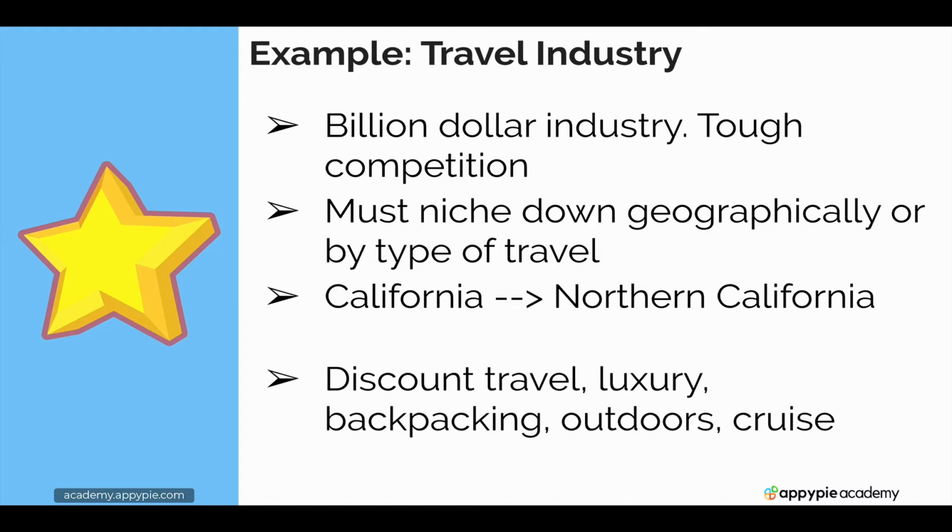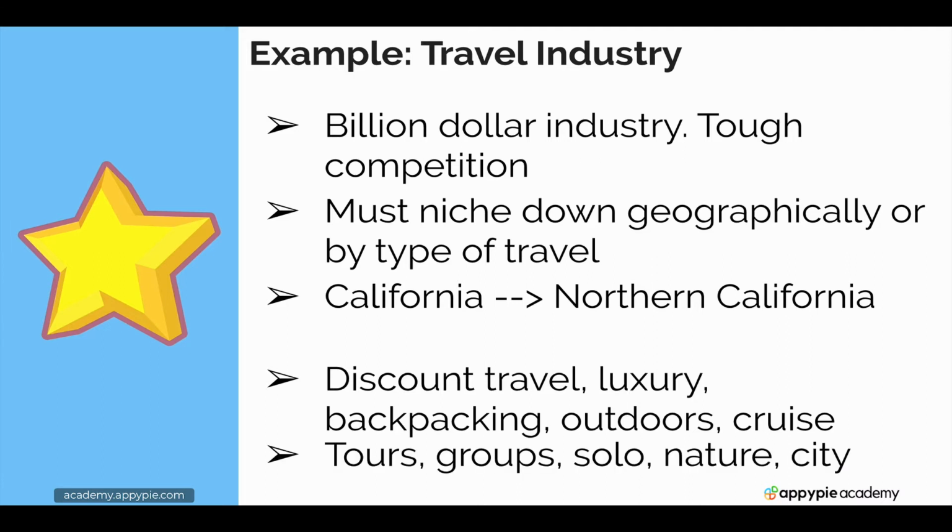So there's so many niches and you can combine. So your niche can be, let's say, a blog or YouTube channel about outdoors California travel. If you're the best, that's a big enough space because a lot of people are into that. And you can go further. You can talk about tours, group travel, solo travel, nature travel, city walking travel. There's a lot in Northern California alone.